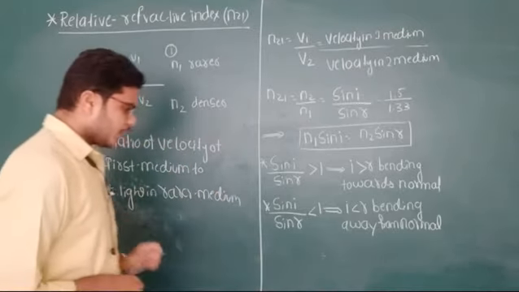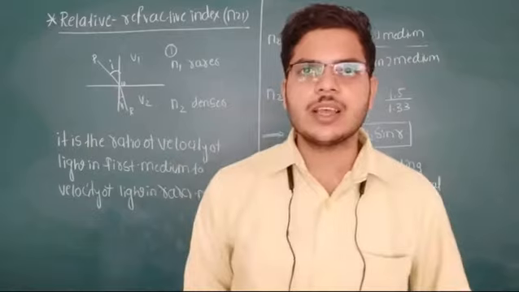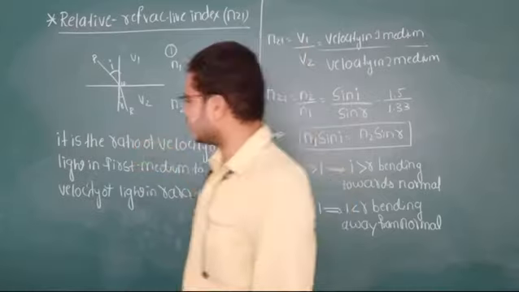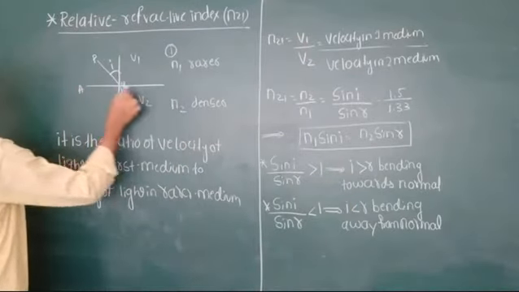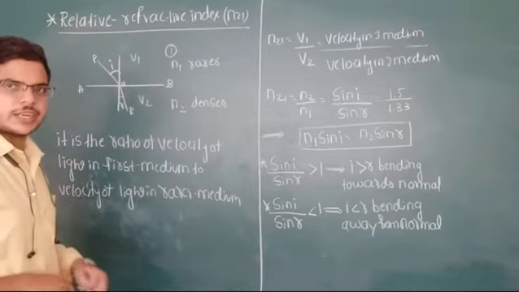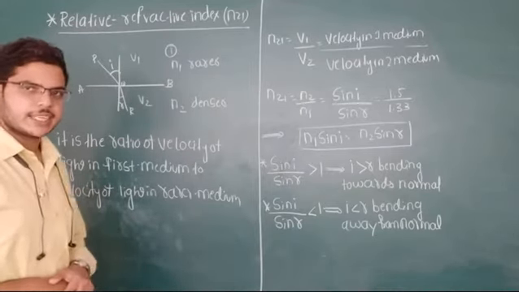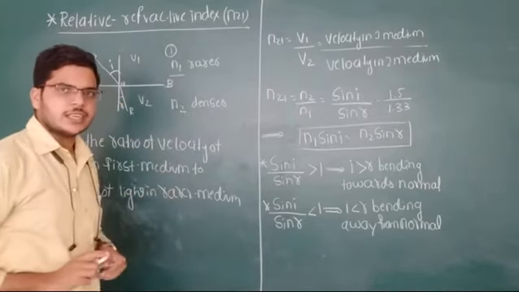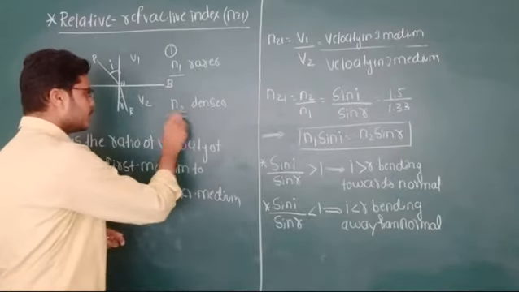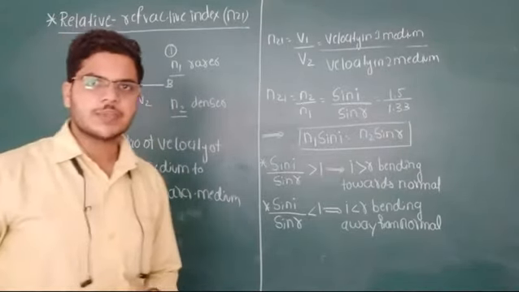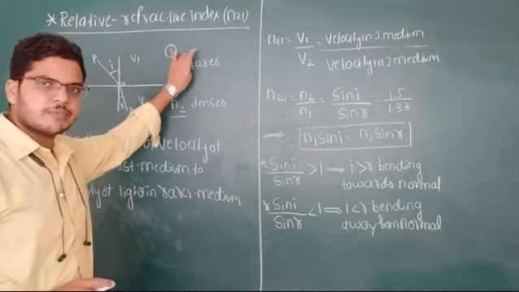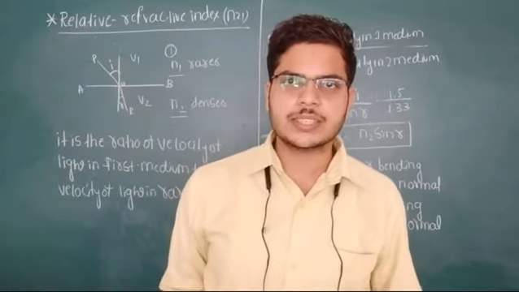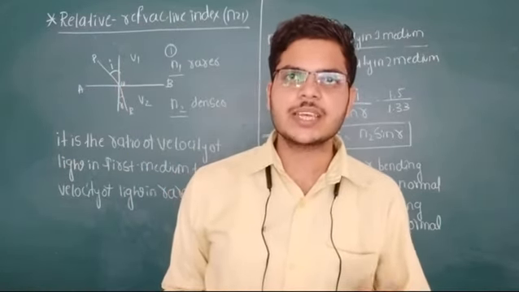Now, in the case of relative refractive index, we are taking two mediums. This is the first medium, this is the second medium. Let AB be the surface separating the two mediums. Imagine that the first medium's refractive index is N1 and the second medium's refractive index is N2. For simplicity, I am taking the first medium as the rarer medium and the second medium as the denser medium. For example, take the first medium as water and the second medium as glass.